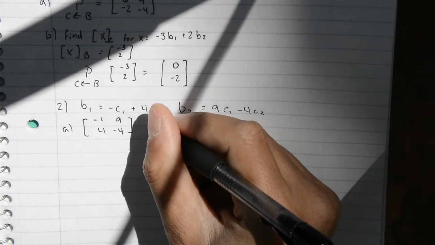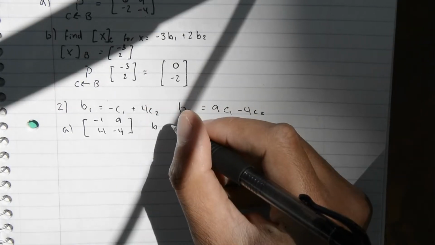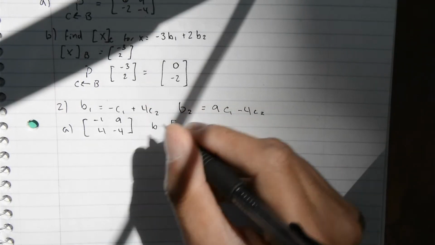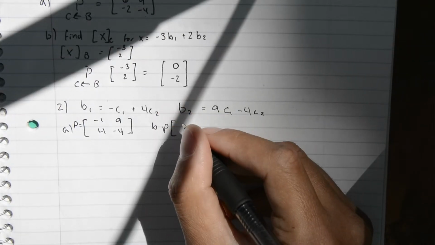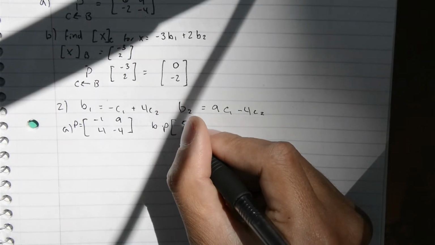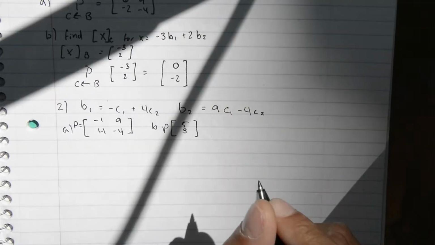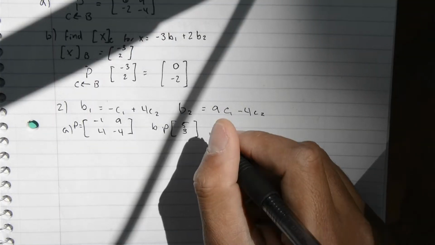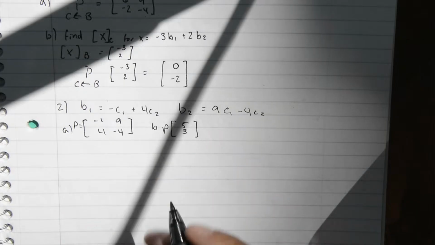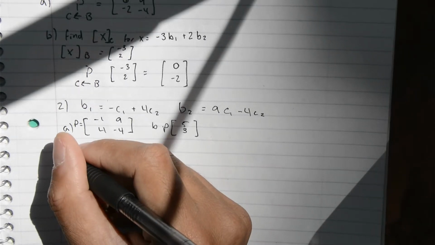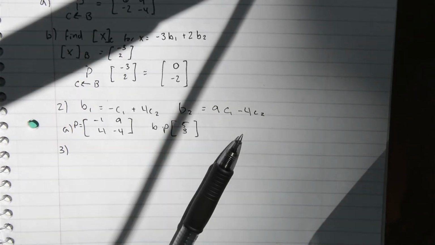Okay, and then part B is going to be just the matrix multiplication of, this is P, this would be P times 5, 3. And we'll just leave it at that. That's enough of that. Okay, problem 3.